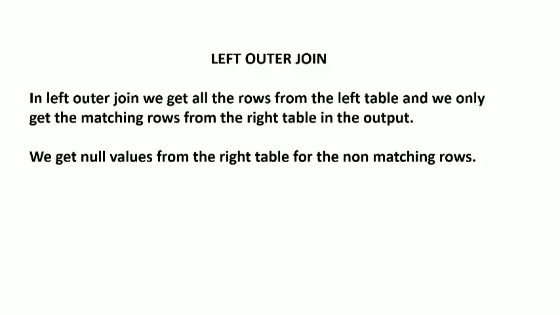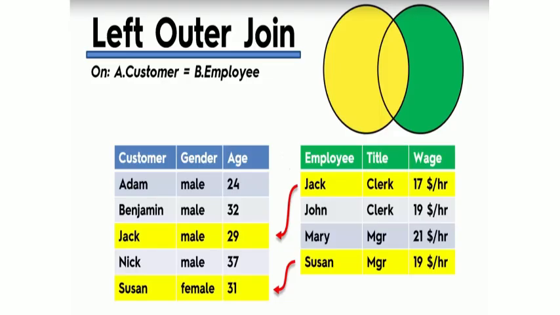We get null values from the right table for non-matching records. I'll give you this pictorial representation. Of course, we are doing a left outer join. We are joining on customer and employee column. Jack is matching with Jack and Suzanne is matching with Suzanne, right?